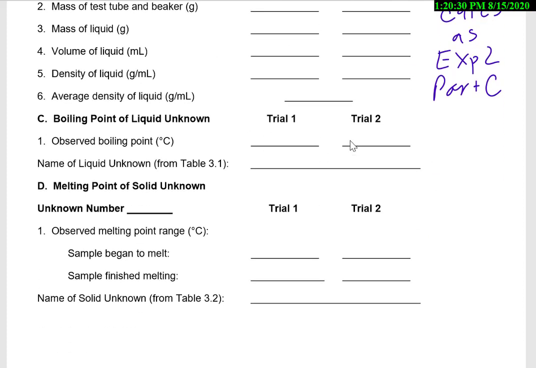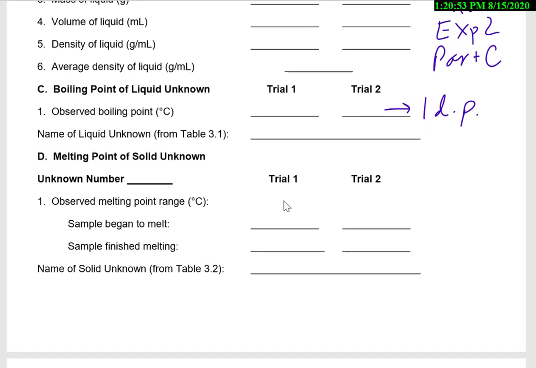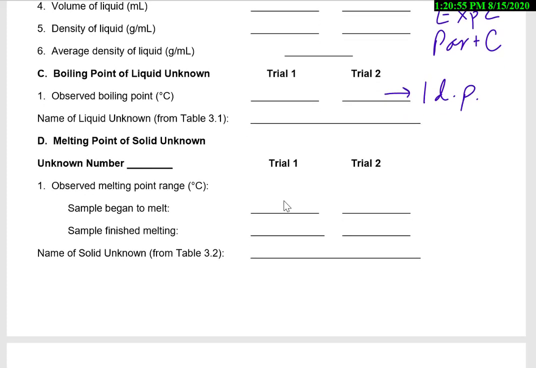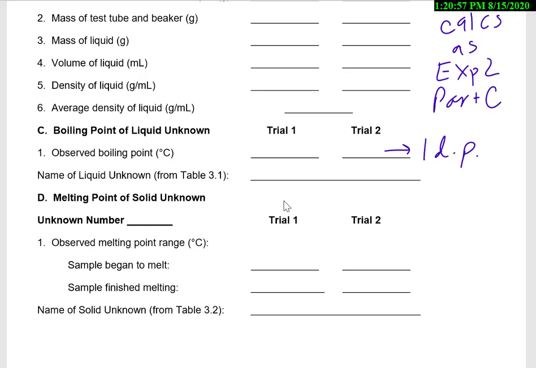Boiling point here, whenever you're reading a thermometer, the ones that we have, you will always want to record to 1 decimal place because each of the tick marks will be a degree and you'll want to go 1 beyond that. So 68.9, for example, or 75.6 for the boiling point. So you'll be given thermometers to read for those trials and or data. And then based on A, B, and C, you'll go to that table and identify who your liquid unknown is.